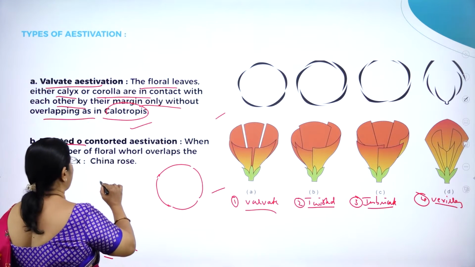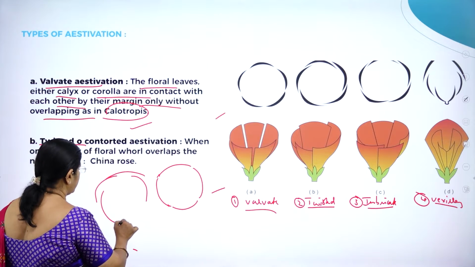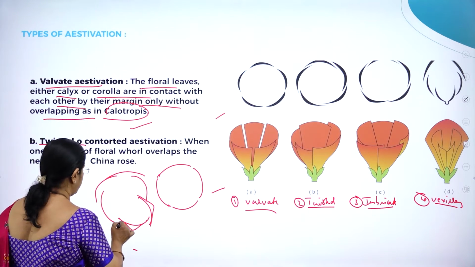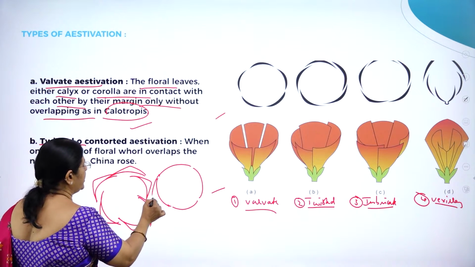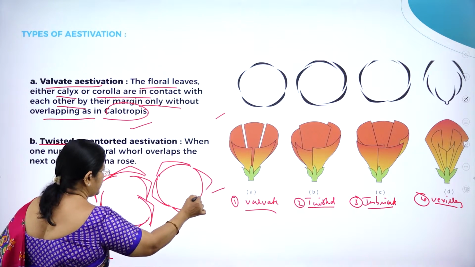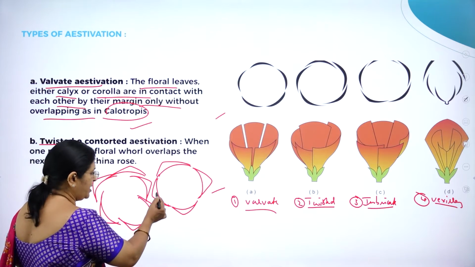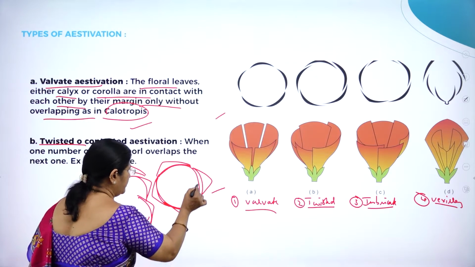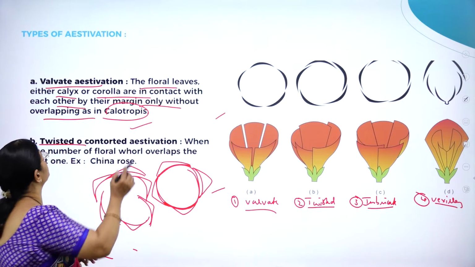So the margins just touch each other, but they don't overlap. What do you mean by overlap? Overlap means like this. This is called overlap. What do you mean by overlapping? One above the other. So here you can see there is no overlapping, just the margins. I think you can make out the difference between this diagram and this diagram. Here the margins are just touching each other like a circle, but they don't overlap. Such a type of arrangement is called what?